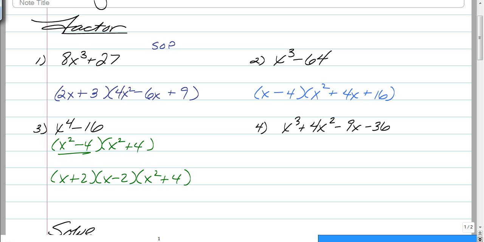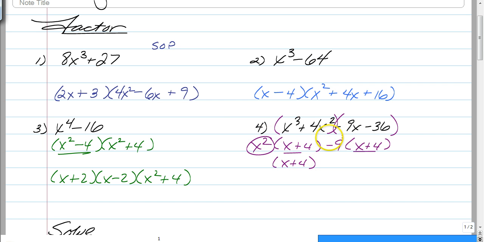The last example is a grouping problem. This is where we group the first two and the last two. Factor out your GCF of the first group, which is x squared, leaving you with x plus 4 on the inside. Then you factor out your GCF of the second group, which is a negative 9, leaving you with an x plus 4 inside. Inside of your parentheses is the exact same, so we write that once.